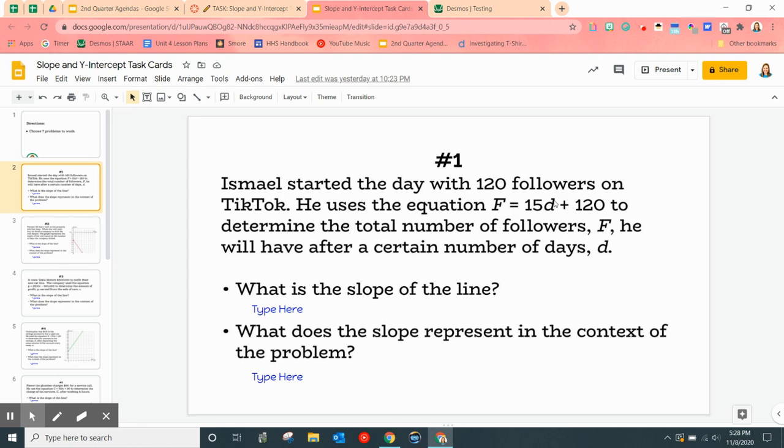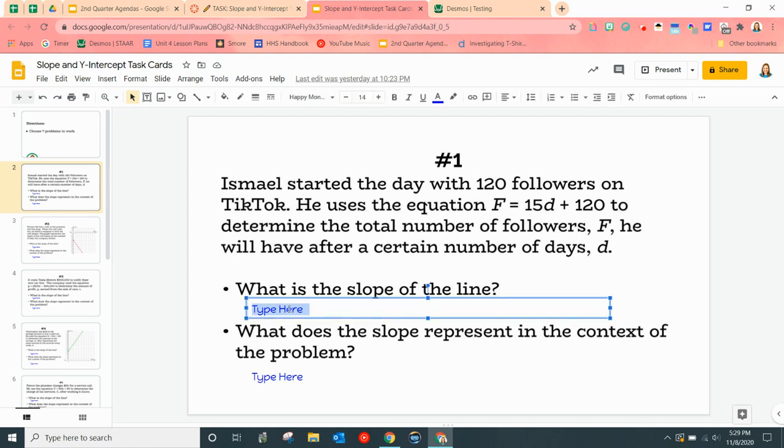So we know our slope has to be how much it's changing. Remember, slope is rate of change. That's why it's called rate of change, because it's how much something is changing, an amount is changing. So his followers are changing by a certain amount every day. Well, that should be the value in front of D, remember, because in y equals mx, m is in front of x. This is where our slope sits. So the slope of this line is 15.